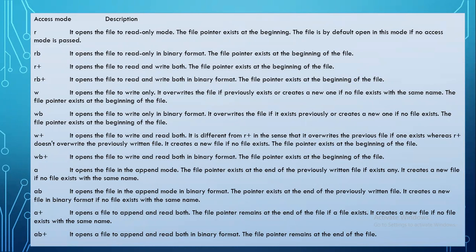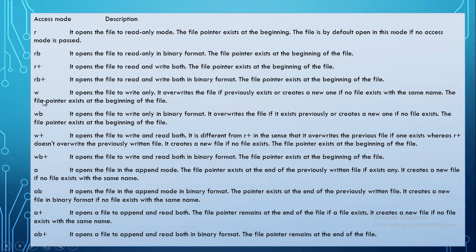So inside that open function, if you have not specified the mode of operation, then by default your interpreter considers that it is in reading mode only. Now RB, what is it telling? It is opening the file in binary format. Only R, if you specify, is text format. RB is for binary format. And we have R plus, that means it opens the file to read and write both. Again, the file pointer will be at the beginning of the file. RB plus means both reading and writing operations in the binary format we can do.